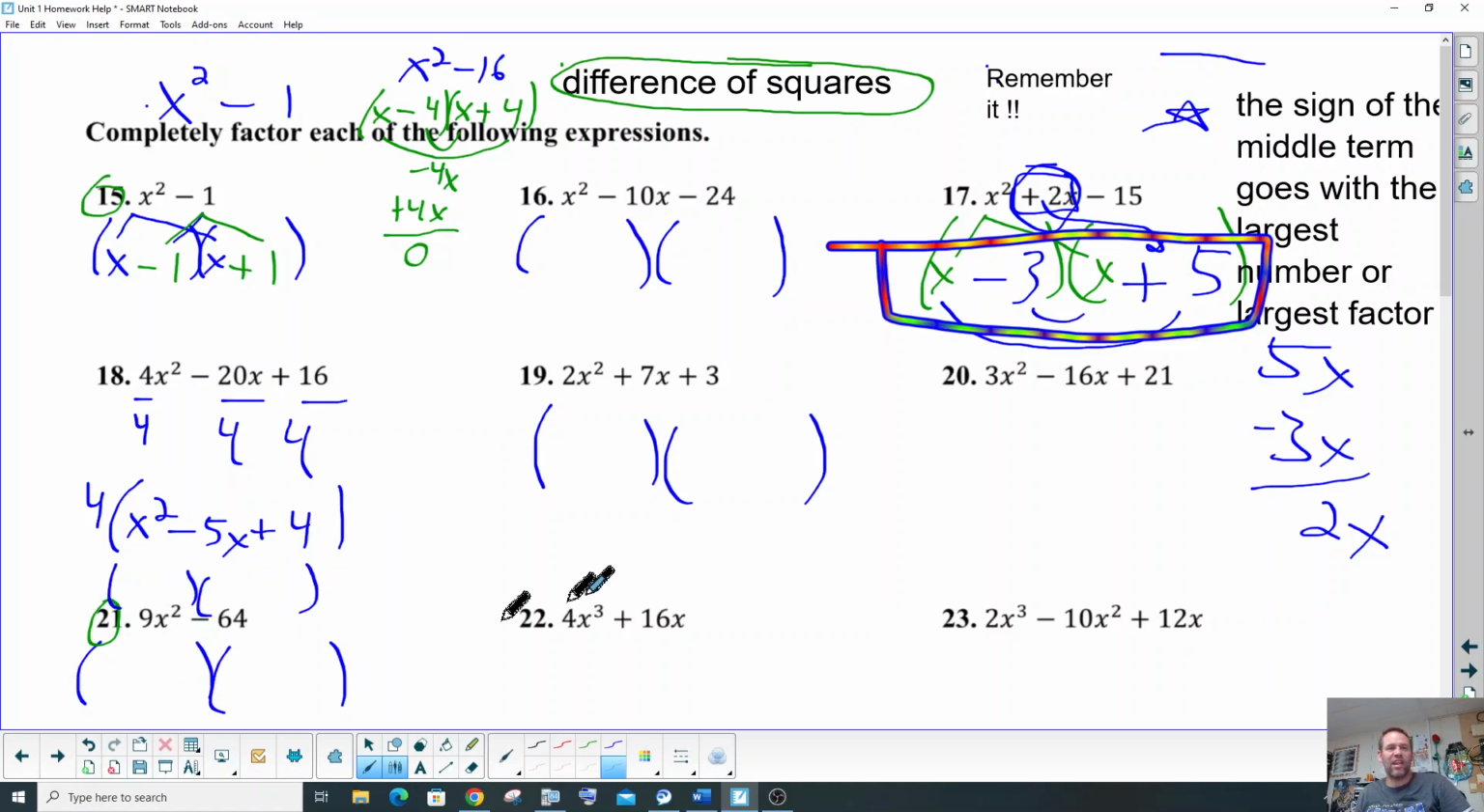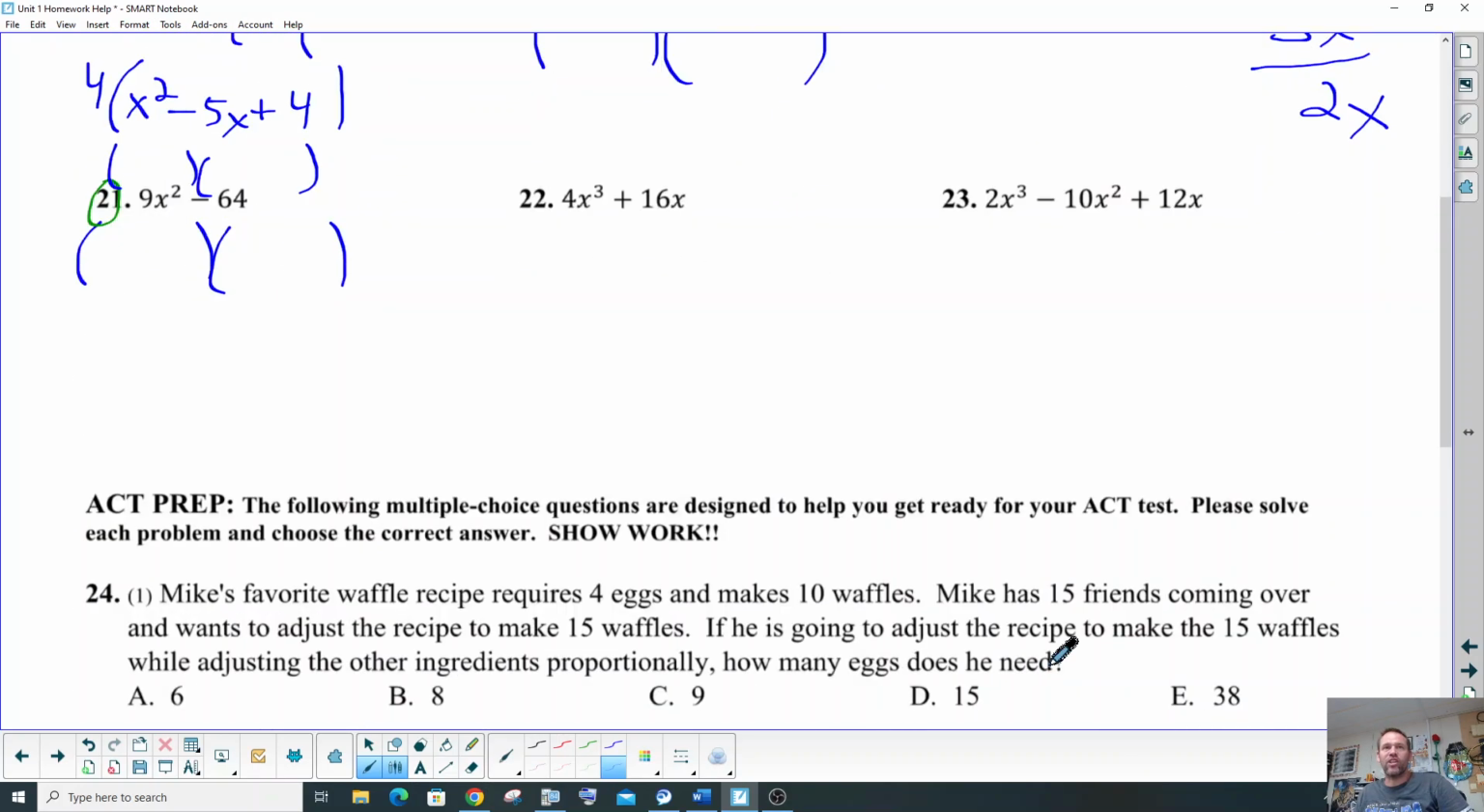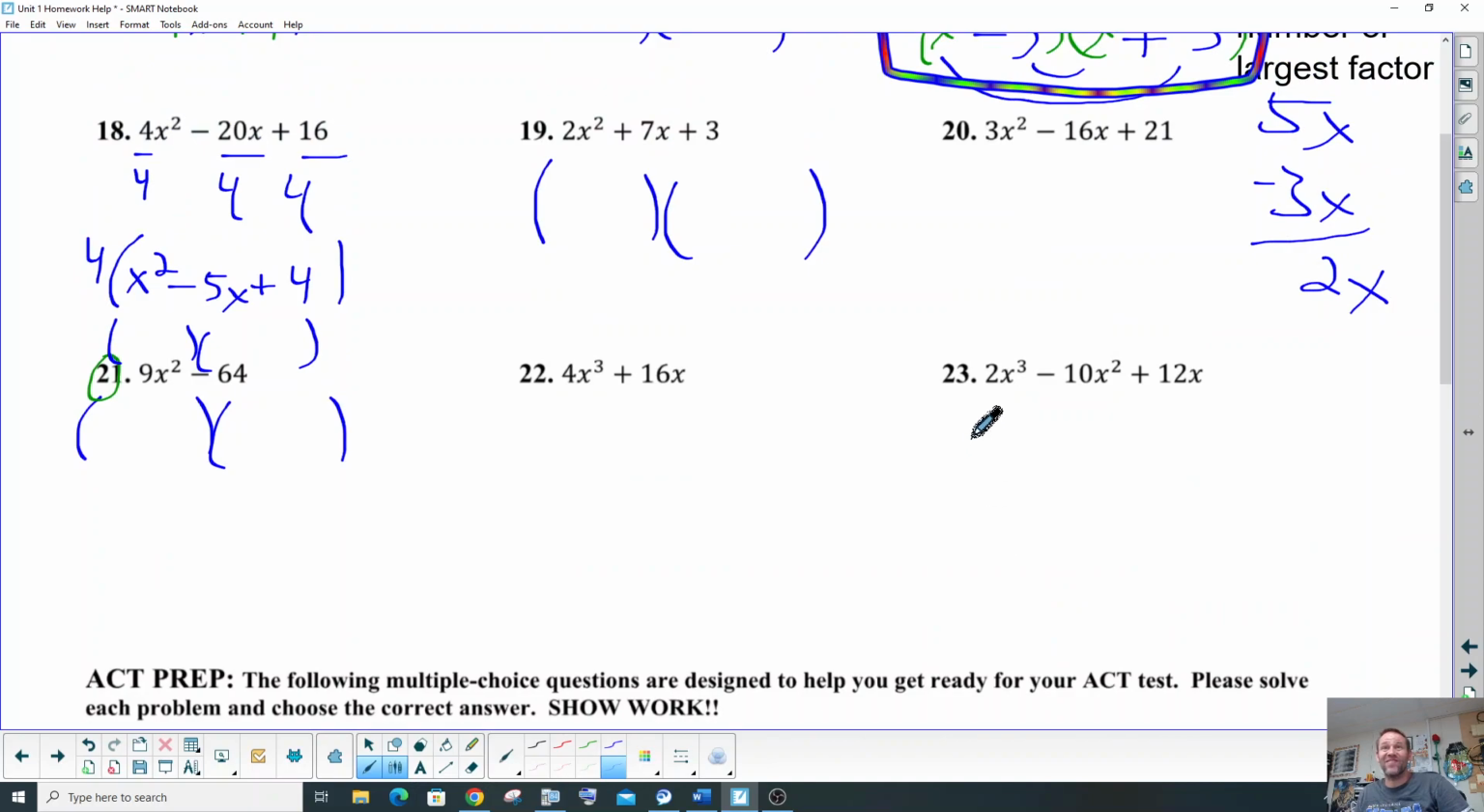Same with 21, give that a try. So 23 looks like our more difficult one.